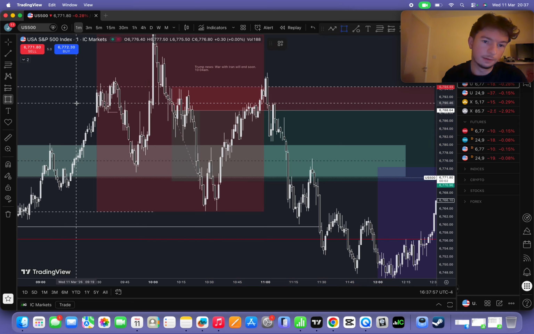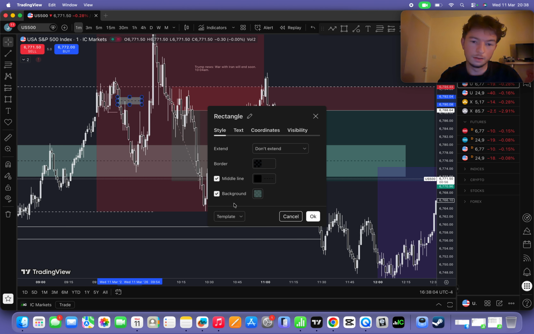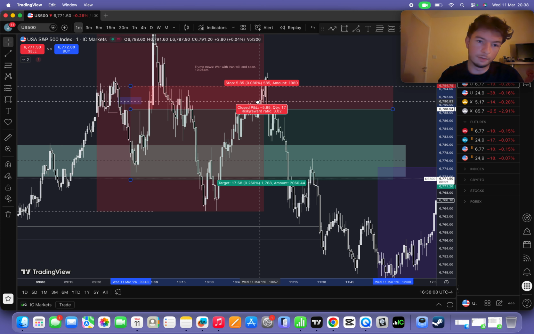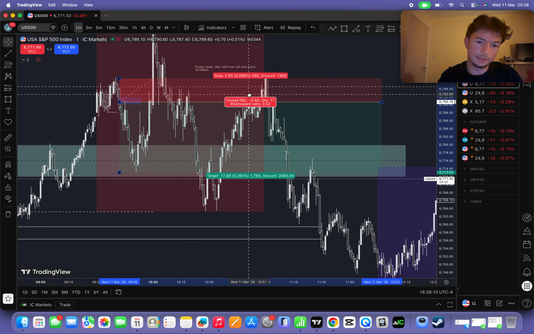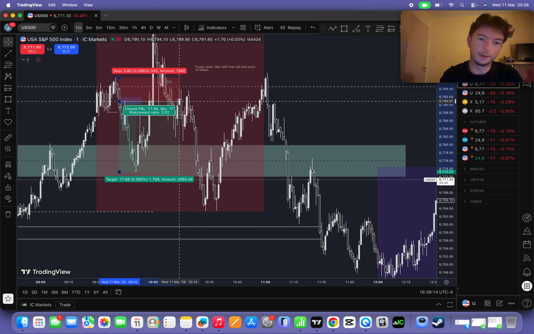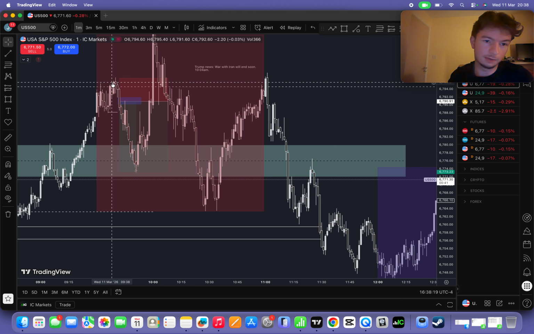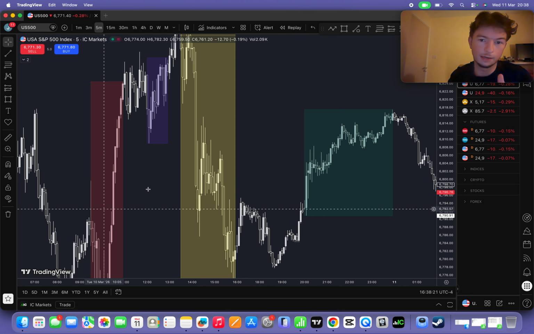we had the fair value gap there. We could put that in blue, and it would possibly be something like this. That would have been a nice 3-to-1 there. Good trade, good rejection trade. All of these bodies of candles respecting the CPI high.